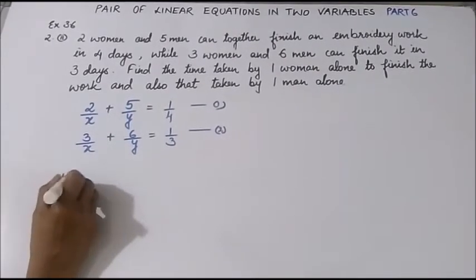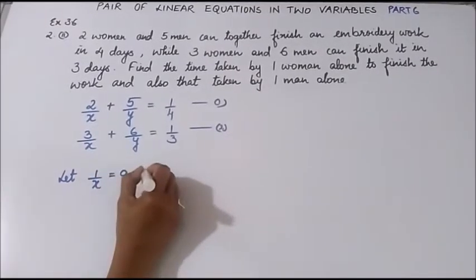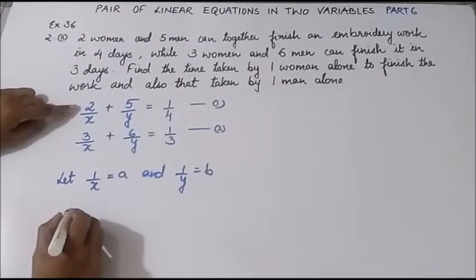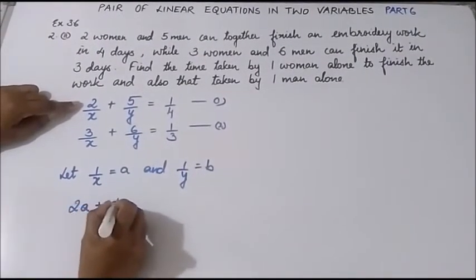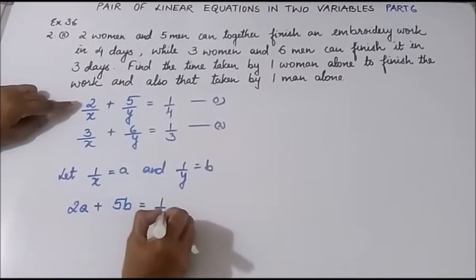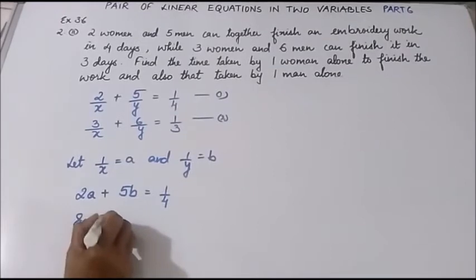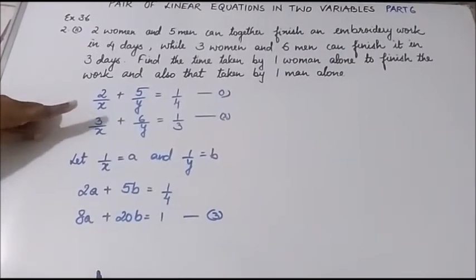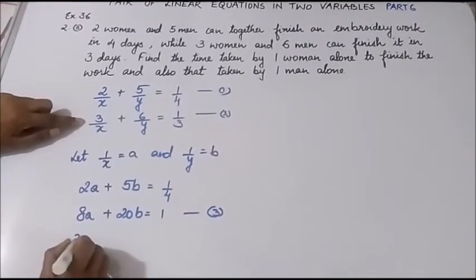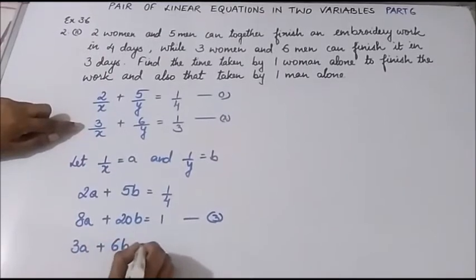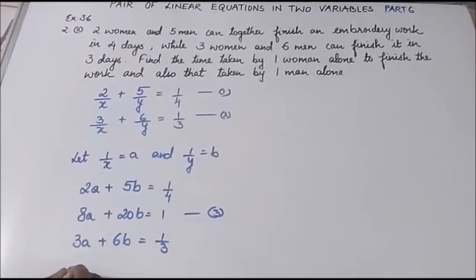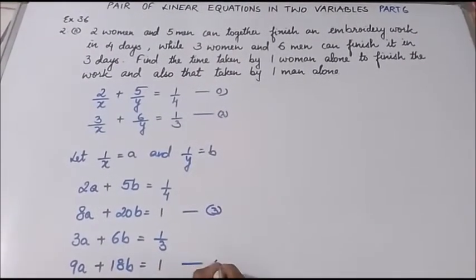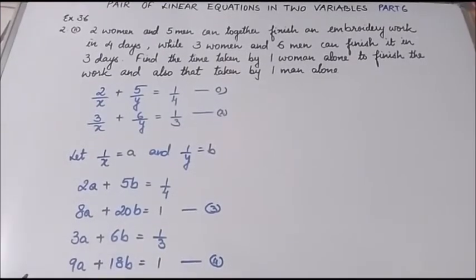So now let us write, let 1 by X equal to A and 1 by Y equal to B. What does the first equation become? It is 2 into A plus 5B is equal to 1 by 4. Cross multiply, you'll get 8A plus 20B is equal to 1. This is equation 3. In the same manner, the second equation will become 3A plus 6B is equal to 1 by 3. Cross multiply, I'll get 9A plus 18B is equal to 1. This is equation 4. Now let us solve equation 3 and 4 by elimination method.